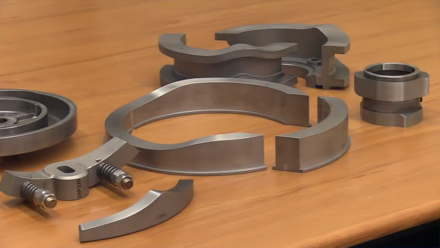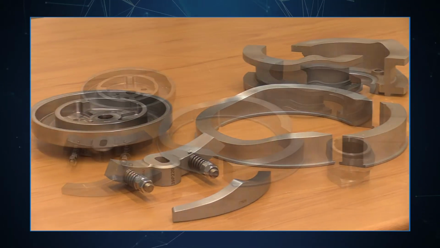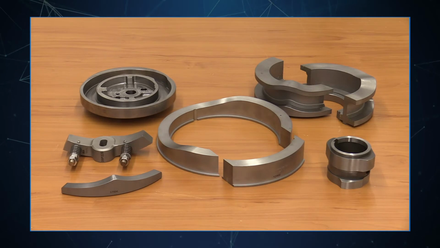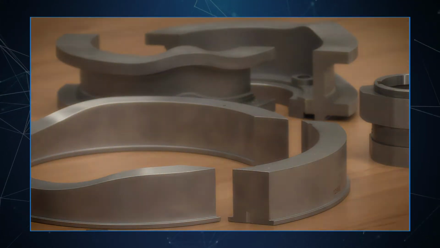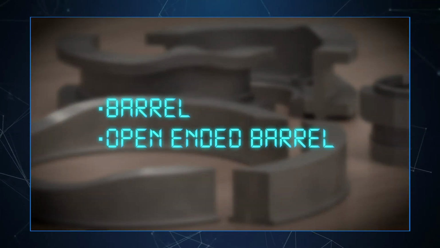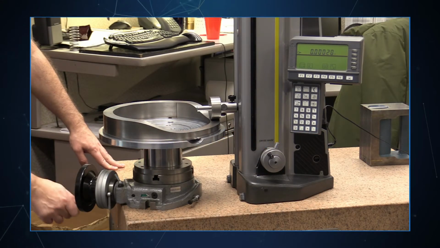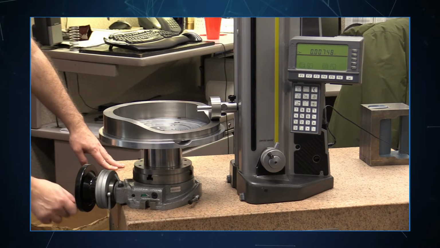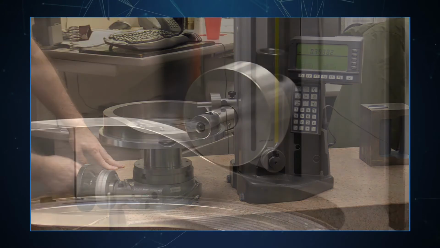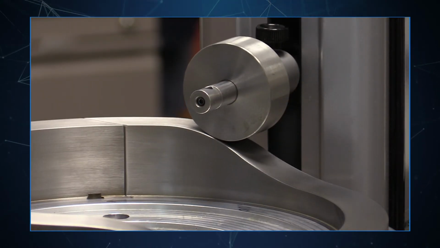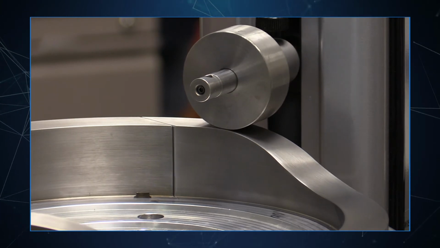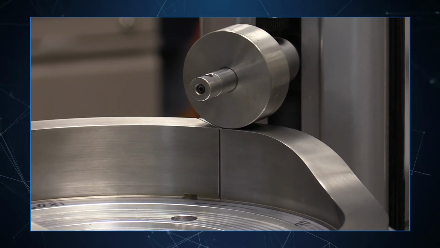More challenging to reverse engineer than gears or splines are cams. Like gears, cams come in a variety of designs such as barrel, open-ended barrel, or ring cams. However, unlike gears, there is no standard geometry for a cam. A cam functions as a guide for a roller. The shape of the cam is dependent on whatever unique set of motions the roller is intended to go through.